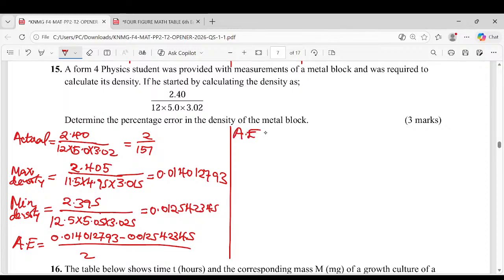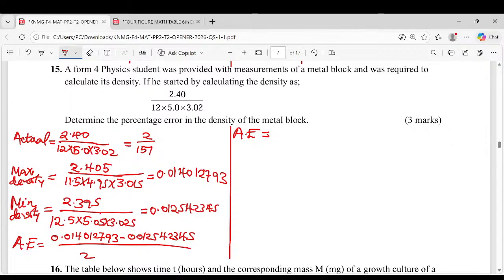our absolute error will now be equivalent to, allow me to manipulate that point. I'm doing it also from my side right away. Remember, everything here is live. 0.0140127 93. You minus that. Then which one was maximum? I might have done it wrong. Let me see.